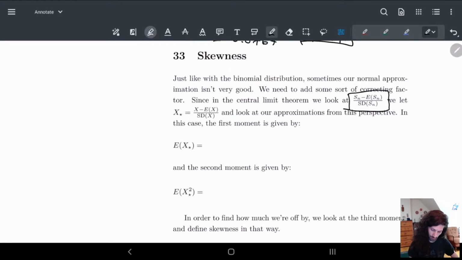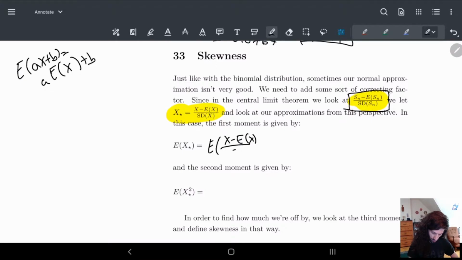I guess I should highlight this instead. Since we're looking at this kind of formula, we're going to look at our star that we had done in our standardization area. And we're going to look at the moments in this case. The first moment we had already done, right? As a quick reminder, if we have E of aX plus b, this is just a times E of X plus b. So what we end up having is X minus E of X over SD of X. This right-hand side is a constant, so we get E of X minus E of X over SD of X. So we get 0.